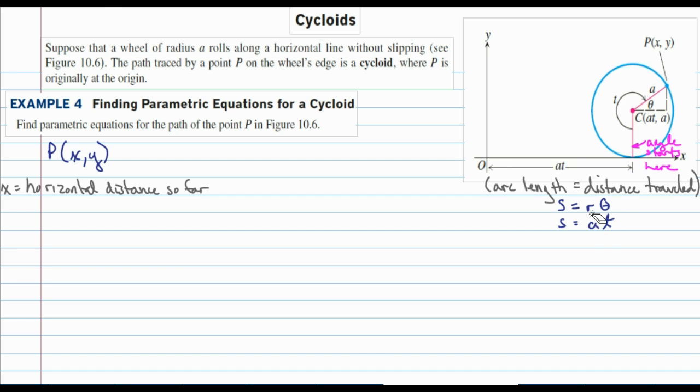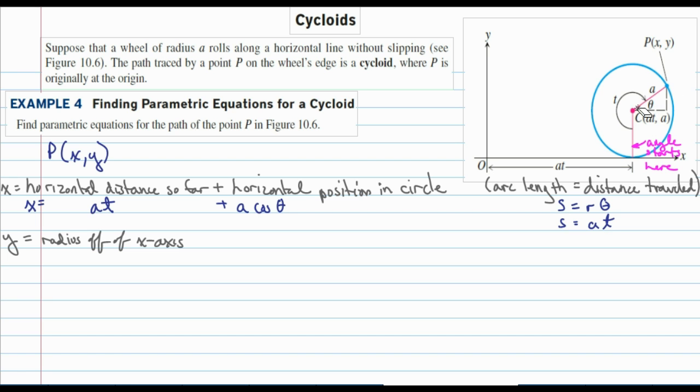And then r, the radius, we're calling a. Theta, we're calling t in this. You can see t is the angle moved so far in this diagram. So in that case, the horizontal distance so far is just going to be a times t. Now, it's not only just the horizontal distance it's moved so far, it's also a relationship of the horizontal distance that P is from the center. So the horizontal position within the circle can be represented by just a times the cosine of theta from this triangle. And cosine might be negative and cosine might be positive.